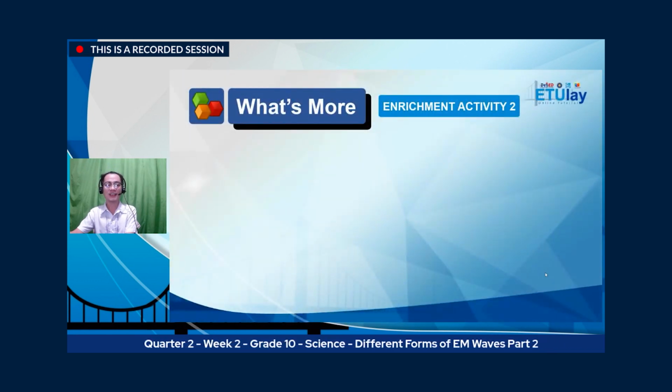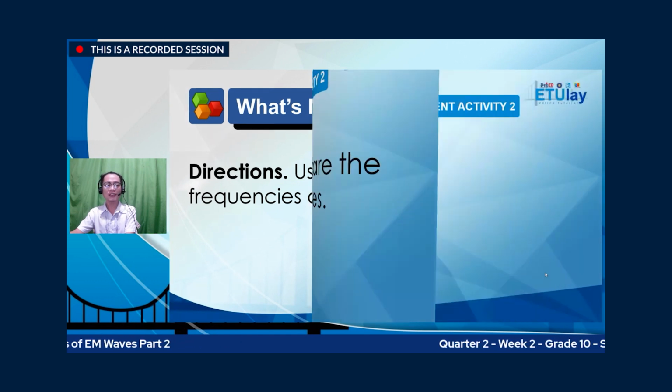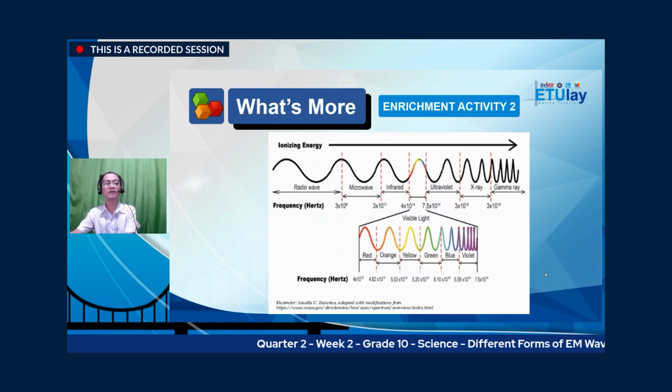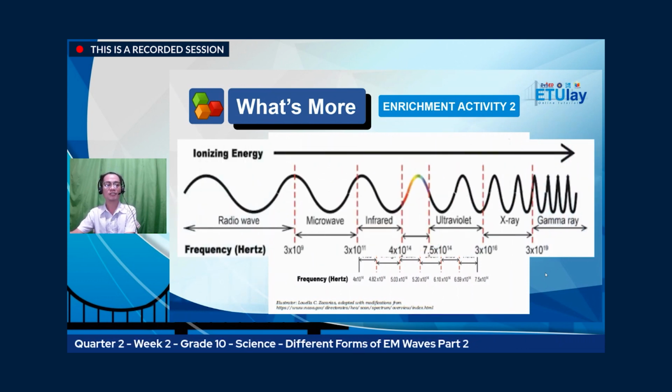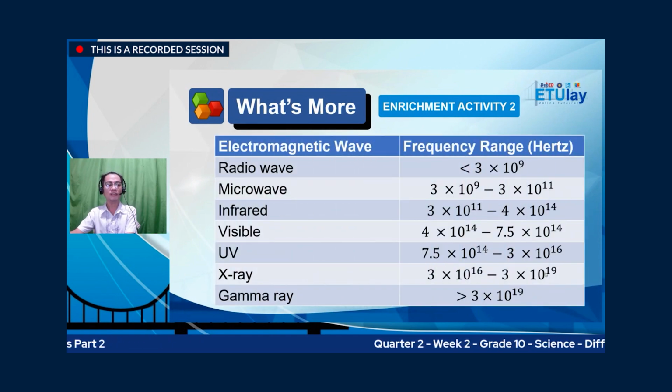Let's move to the next enrichment activity. Enrichment activity number 2. Using figure number 2, compare the frequencies of different electromagnetic waves. Narito naman ang illustration na nagpapakita ng frequency ranges in terms of hertz mula radio wave hanggang gamma rays. So let's focus on the frequency ranges of all electromagnetic waves. Meron tayong table. Again, nandito po ang table ng electromagnetic wave and frequency range in hertz.